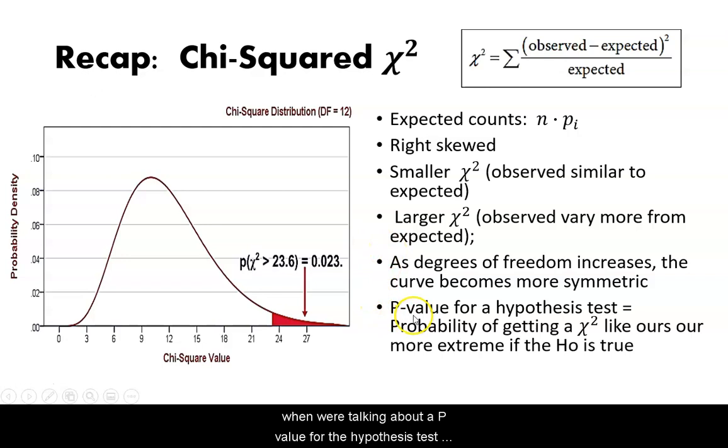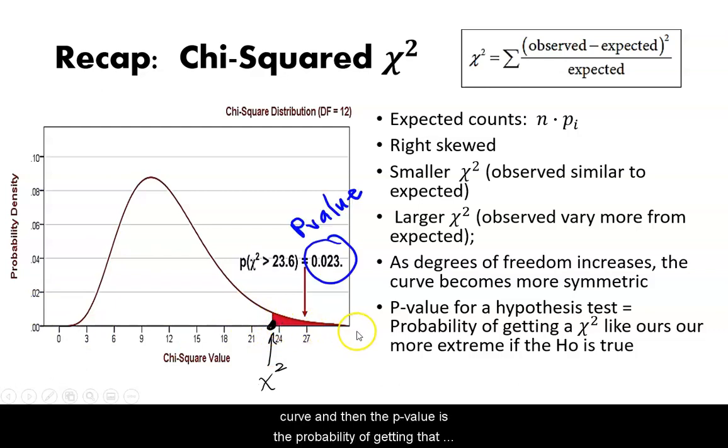And ultimately, when we're talking about a p-value for the hypothesis test that uses chi-squared, we're talking about the probability of getting a chi-squared like ours or more extreme if the null hypothesis is true. So all those p-values are conditional probabilities based on the idea that your null hypothesis is true. Here's how likely it is to get observed values like ours, if the expected values are in fact what we think they should be. So the chi-squared value would be the border on that curve. And then the p-value is the probability of getting that chi-squared value or more.